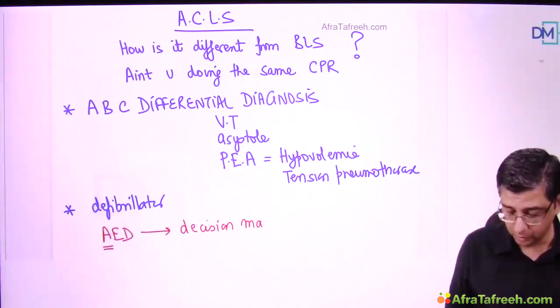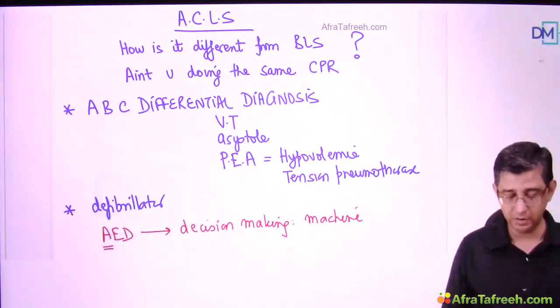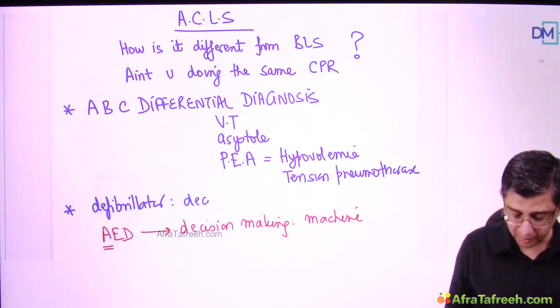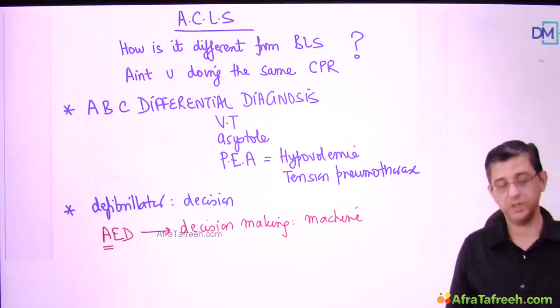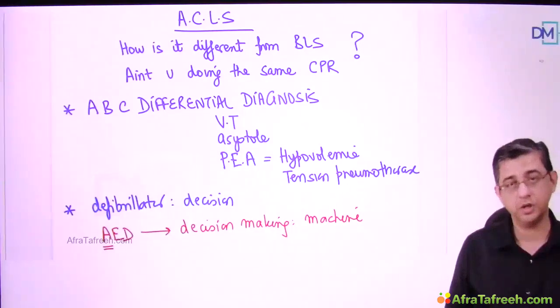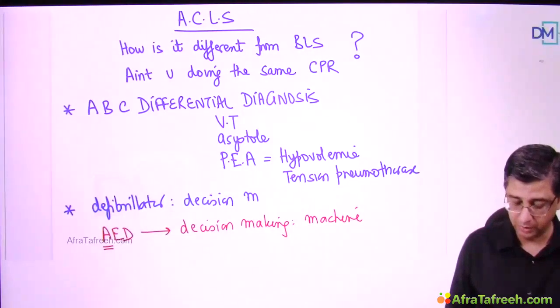Please appreciate that with an automated external defibrillator, decision making is that of the machine, whereas in case of ACLS, the decision making is done by the doctor. So that's one of the fundamental differences here. Like for example, I can say asystole is a non-shockable rhythm. Ventricular tachycardia is a shockable rhythm. So the decision making was done by the physician.